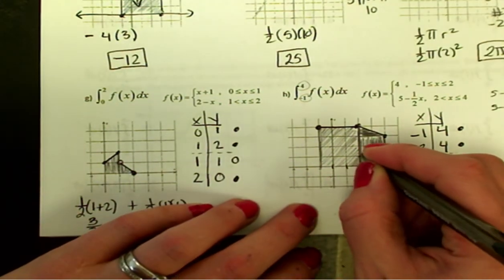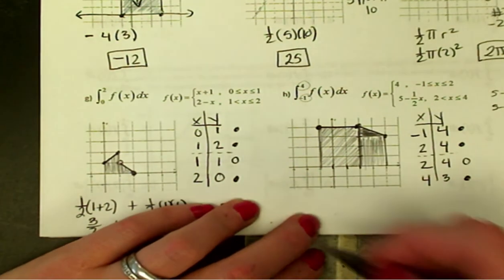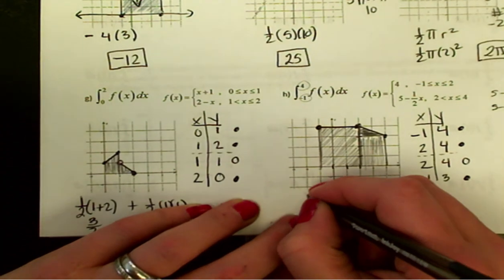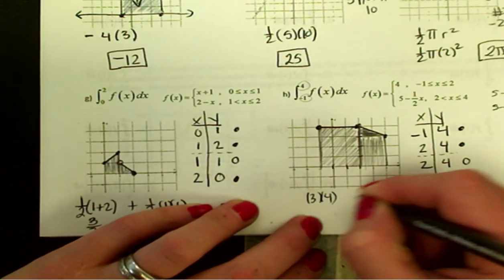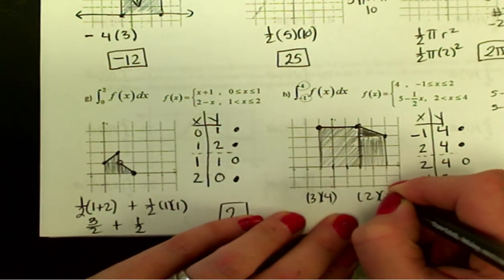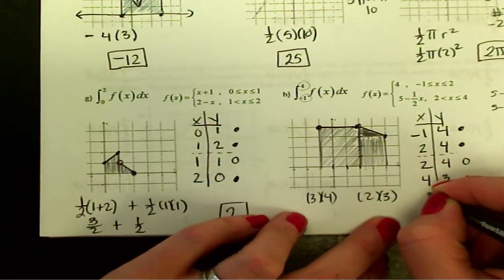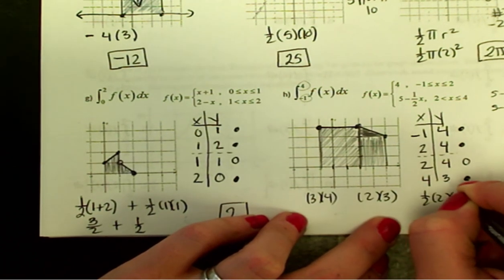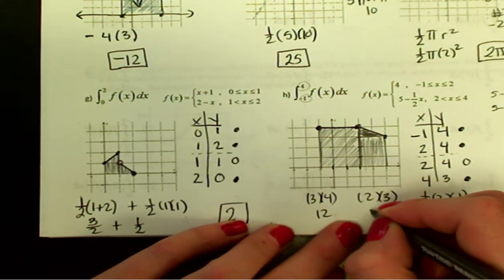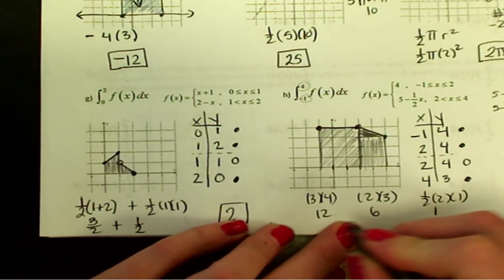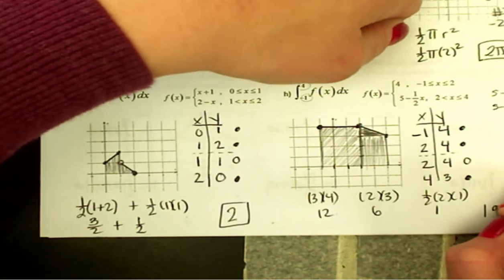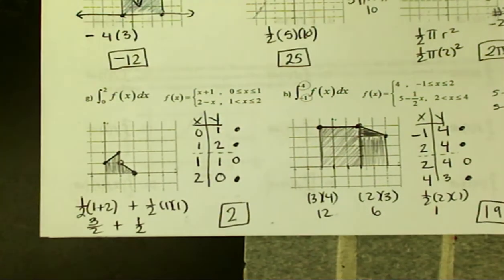1, 2, 3. 1, 2, 3, 4. Notice you've got to use your diagram to get your shapes. 3 times 4. 2 times 3. And 1/2 base times height. 12, 6, and 1. 19 is the area.